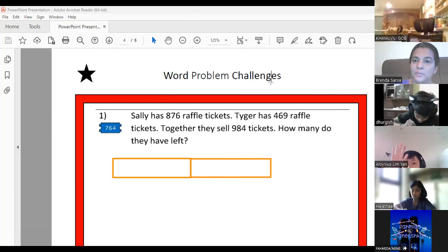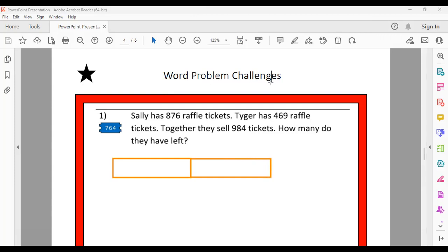Okay, good. So let's then see how to solve it. So Sally, you draw a bar. You write 876. That is for Sally. Just write S is enough. Tiger has 469. At this point, the bar should be smaller a bit, but it's okay. All right. As long as we know 469.